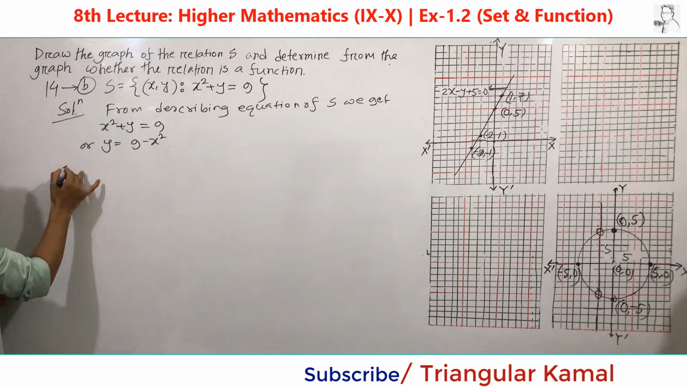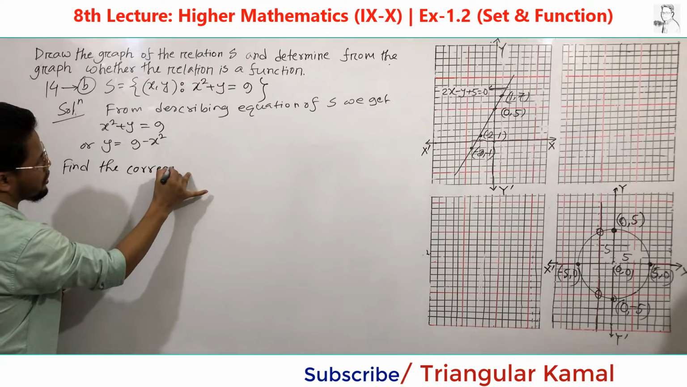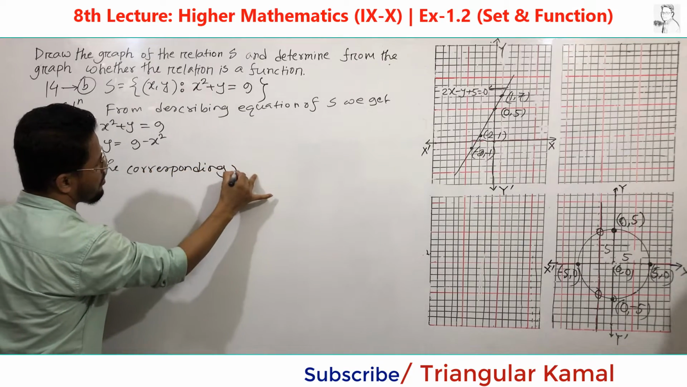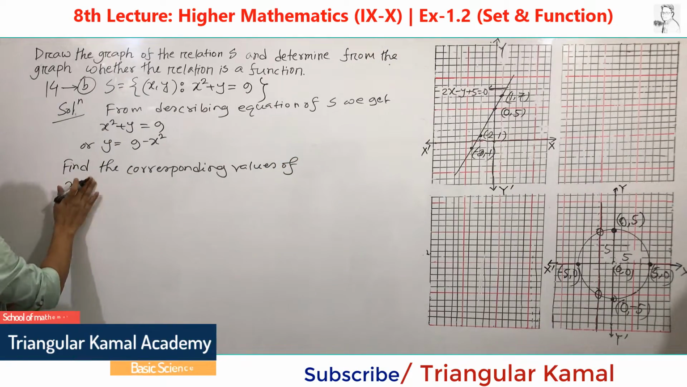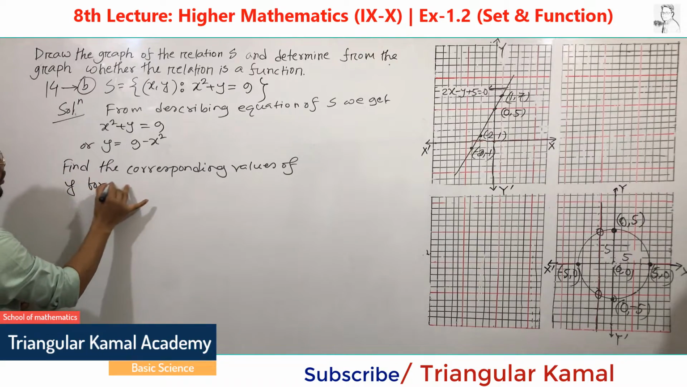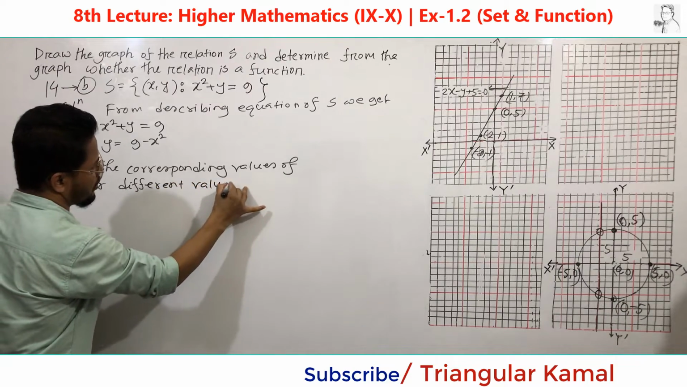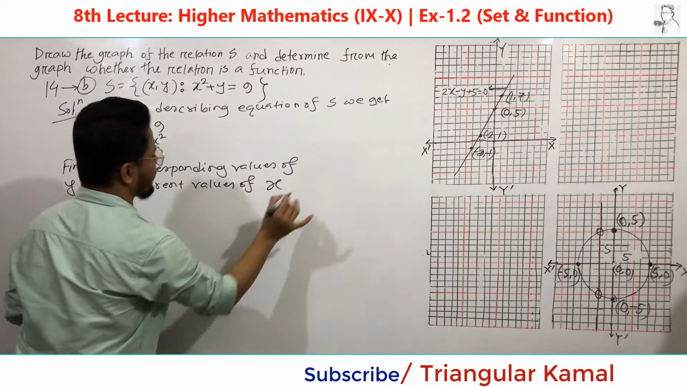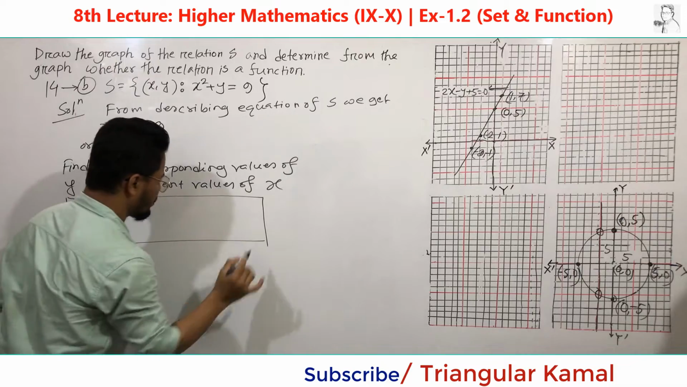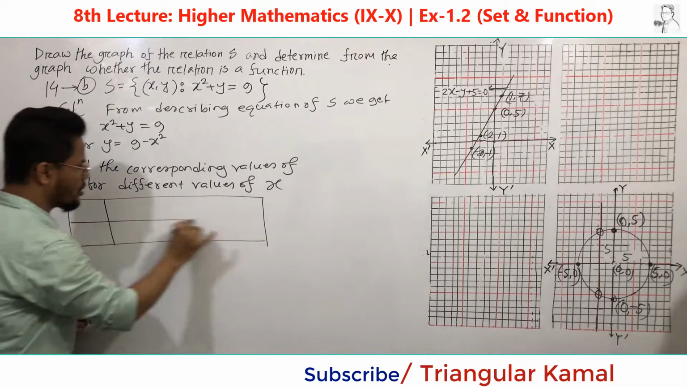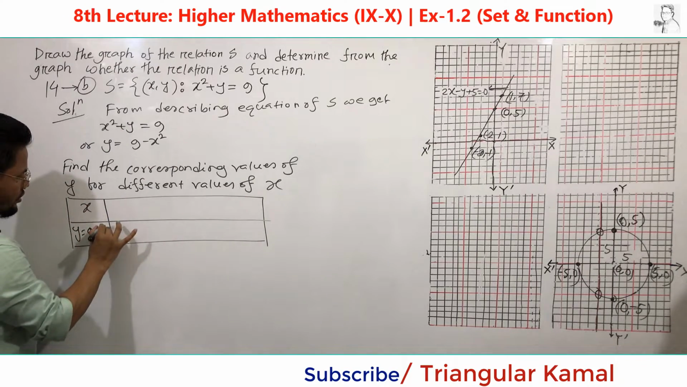So now write here: find the corresponding values of y for different values of x. Now draw a table here, and considering this one is x and this one will be y equal 9 minus x square.